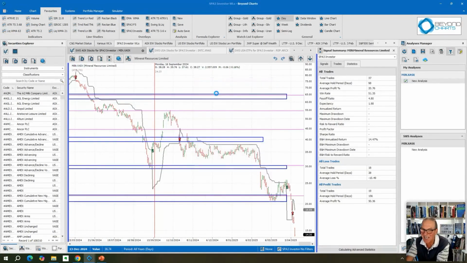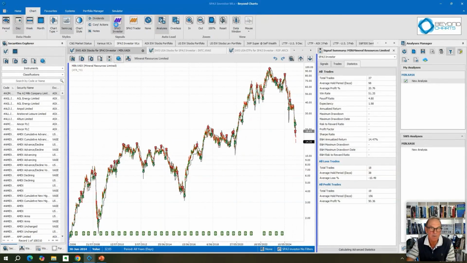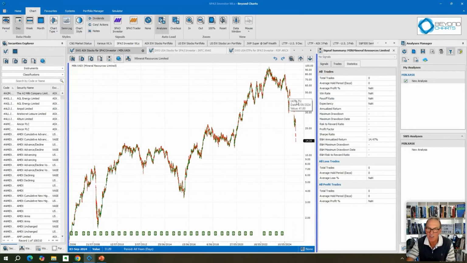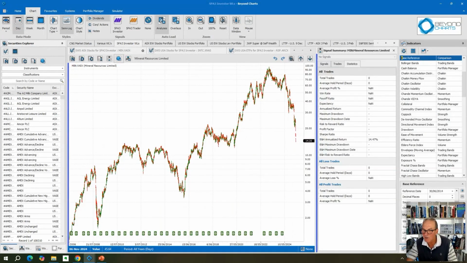Okay, so we don't have the stats written over there at this stage, but what you can do is, I'll just clear the chart, turn that off, and now we've got a clear chart. And what you do is you go to indicators, you go to base reference, and you do a base reference against the dollar XJOA, that one. You apply it, 2014, let's go 2006, and let's apply.